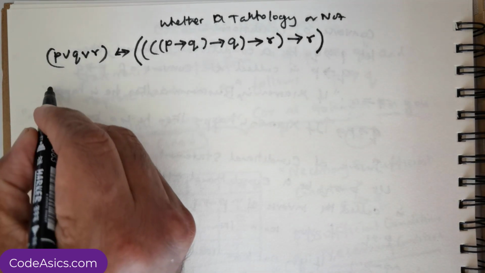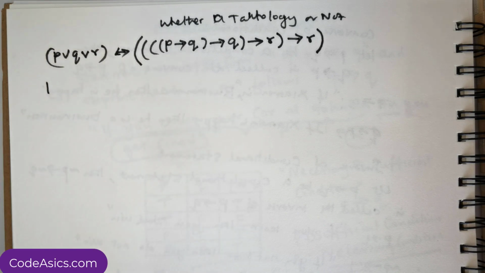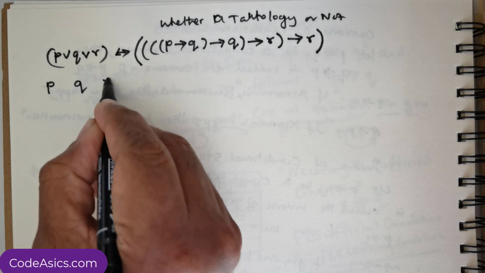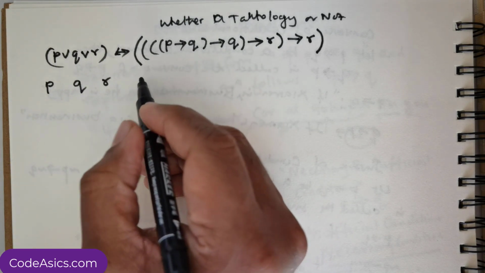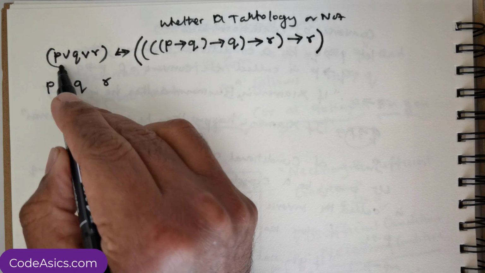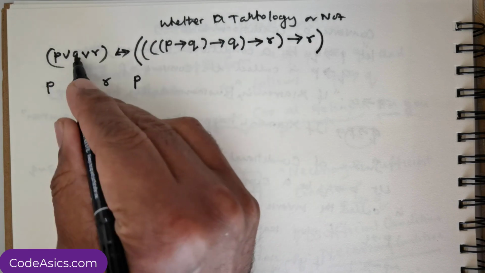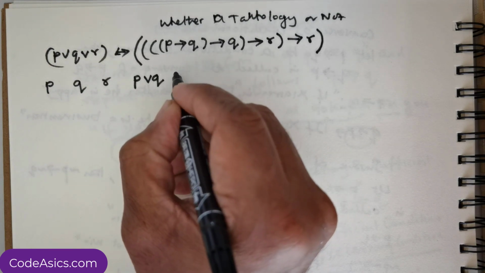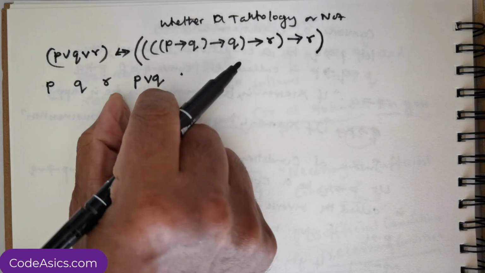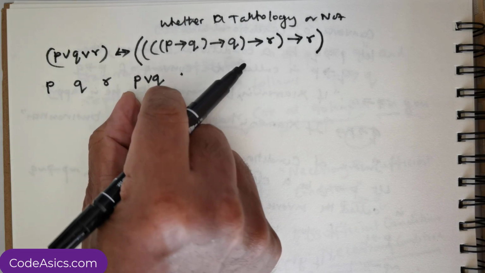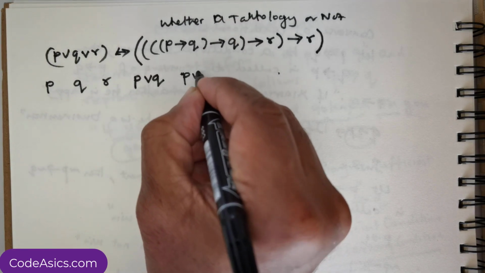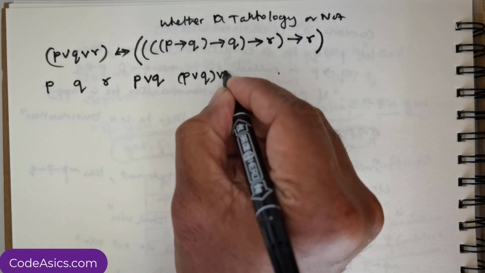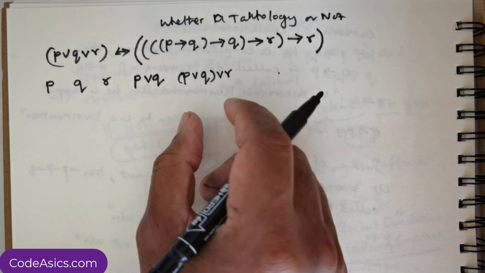So what I wish to do, you got three statements, P, Q, R. So this is P, this is Q, this is R. Then I will place P disjunction Q, and then I will have to take this with R. So P disjunction Q disjunction R. I'm placing a parenthesis for understanding.